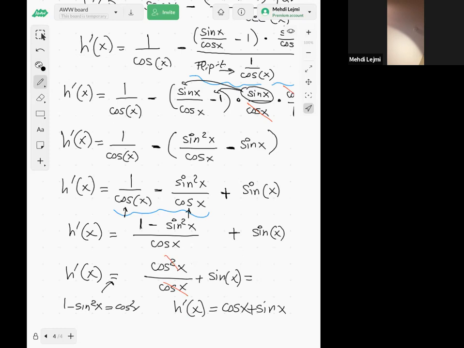I know it's a lot, but yeah. So if you simplify your h prime, then you are supposed to get cosine of x plus sine of x. Sorry, guys, I went over time, so I'm going to stop here.